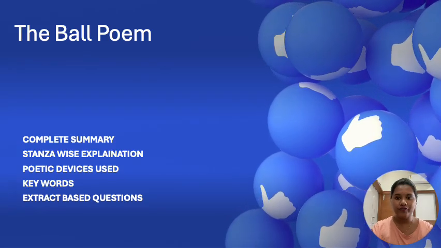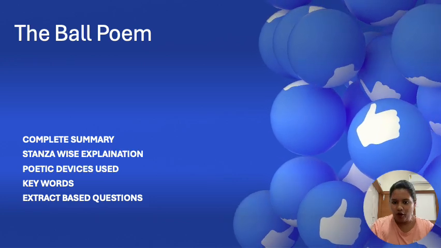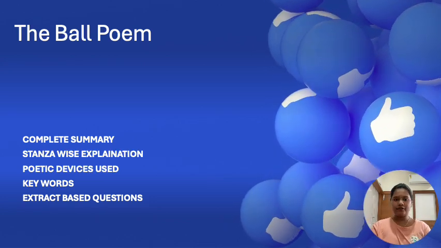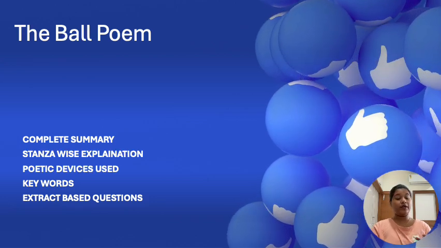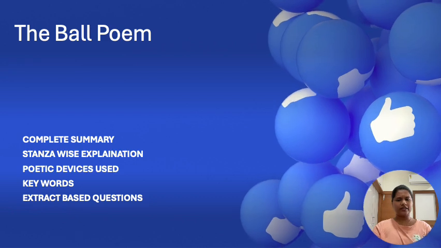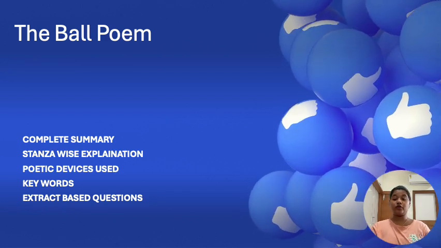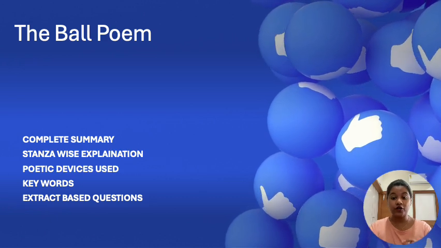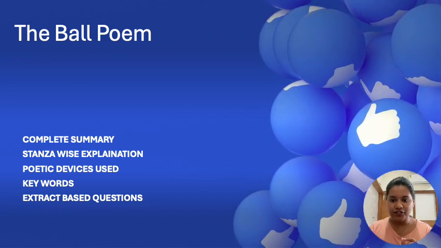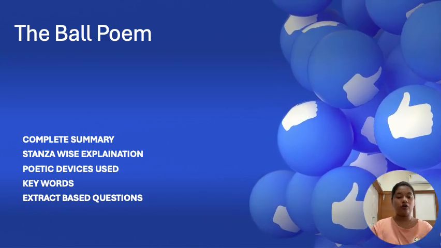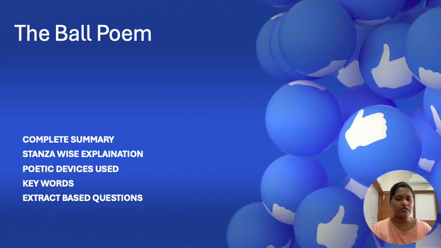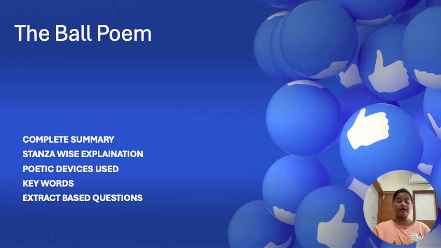So today in this video we are going to cover the poem, The Ball Poem, under 7 minutes. In this video you'll have the complete summary of the poem, the stanza wise explanation, the poetic devices that have been used, because there are some questions which are directly asked about the poetic devices of the poem. Then the keywords that you can write to improvise your answers to impress the evaluator and score 100 out of 100 in your CBSE English Board Examination 2025. Then you also have some extract based questions that are most expected to occur from this particular poem. So let's get into the summary of the poem.